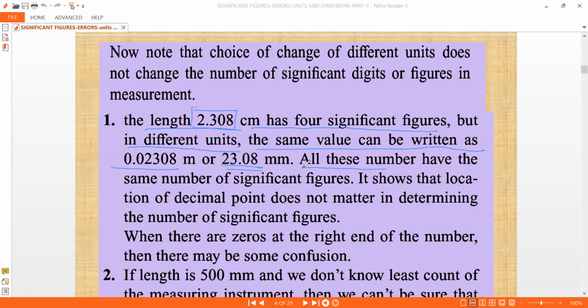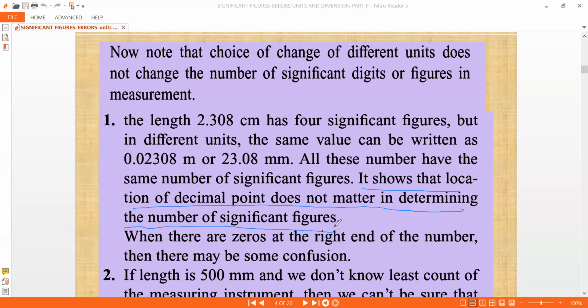All these numbers, observe this, they have the same number of significant figures. Why? See, these zeros are insignificant. And you see this zero which is coming in between the non-zero numbers, that is becoming significant all the time. So in all these cases, you have only 4 significant figures. I hope you got the idea. So it shows that the location of the decimal point does not matter in determining the number of significant figures.